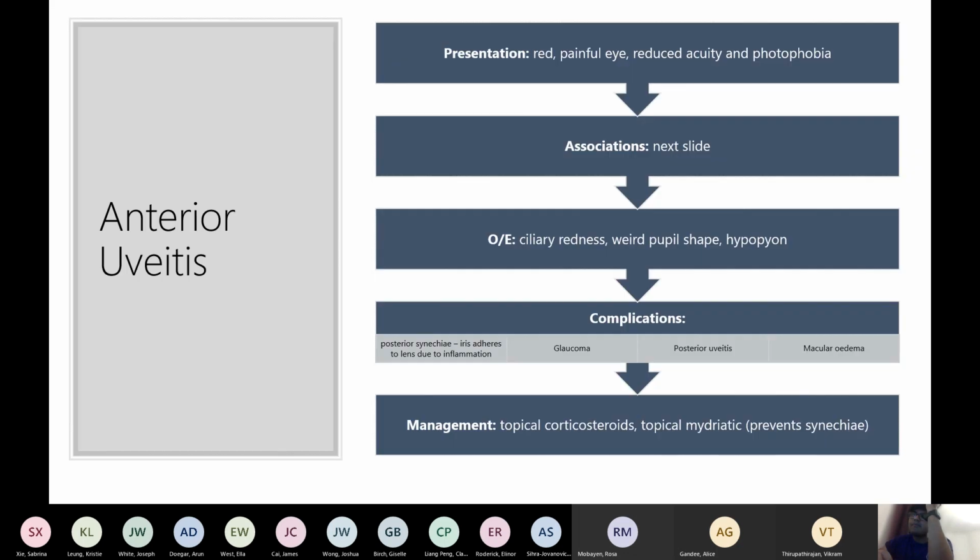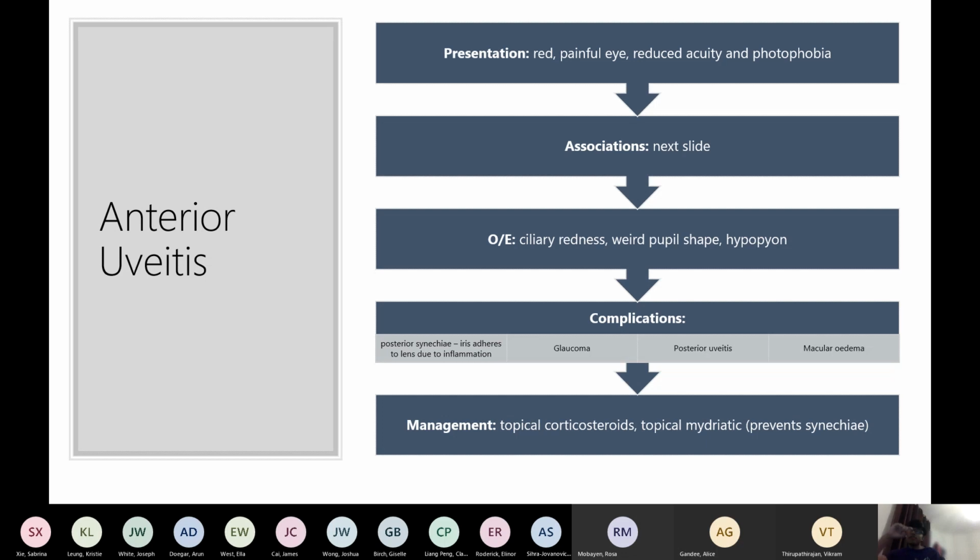Okay, so anterior uveitis. Red painful eye with reduced acuity and photophobia because you've got pupillary disturbance, so you get changes in your acuity, and you can get photophobia because you can't compensate for extreme light. Associations we'll talk about next slide, very important. You get ciliary redness, you get this weird pupil shape due to anterior synechia, and you get hypopyon. That's like the three important. It's almost like a triad that goes along with anterior uveitis.